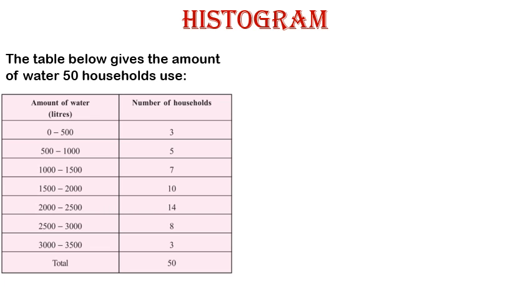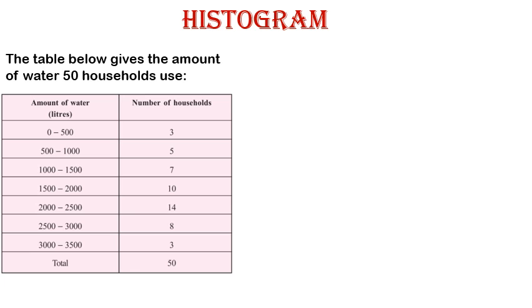The table below gives the amount of water 50 households use. Here first column represents the amount of water in liters. You can see 0 to 500 liters, 500 liter to 1000 liter, 1000 liter to 1500 liter, like 3000 liter to 3500 liters. Second column represents the number of households or families. Here total families are 50.